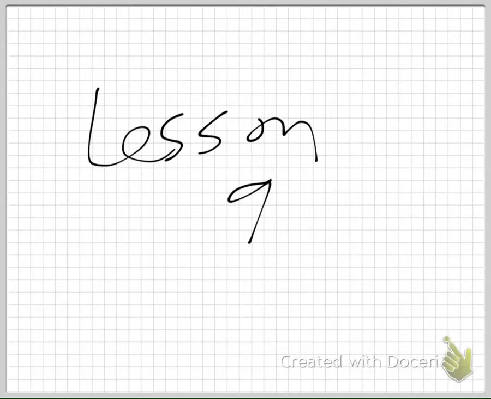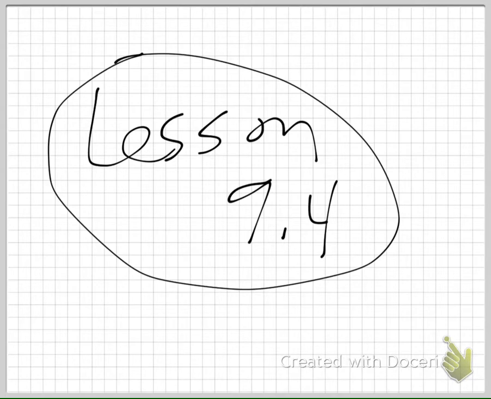All right, this is Algebra lesson 9.4. Completing the square. Here's the deal. Let me explain to you. I'm going to show you what to do here, okay? I'm going to show you the gist. Let me get an example here.